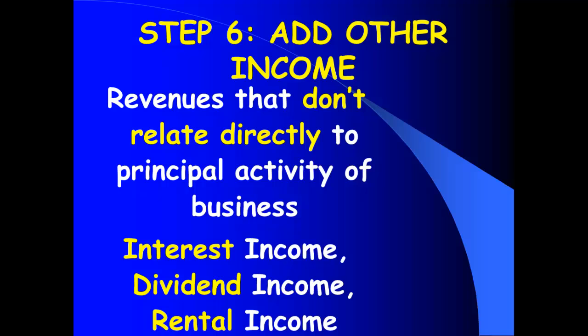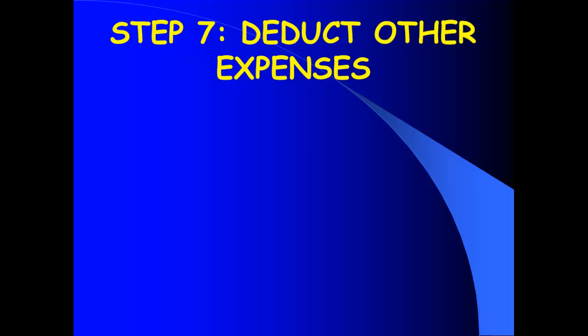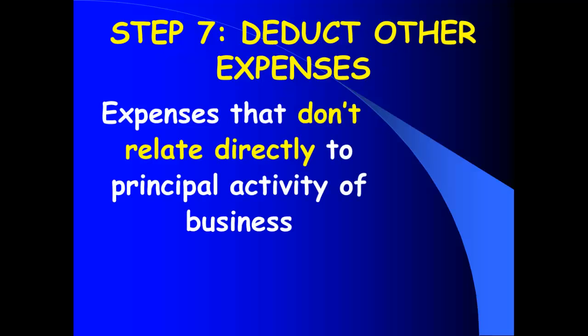Or rental income. You know, let's suppose we have a retail business, but we also own a building down the street, and I'm renting it out. That would show up as an other revenue also, any income I receive from that. So interest income, dividend income, and rental income will all show as other revenues. Finally, we're going to deduct other expenses, and the ones you can be looking for here always will be interest expense. These are expenses that don't relate to the primary activity of the business. And again, interest expense is the one you expect to see.